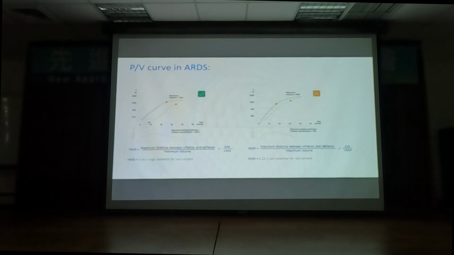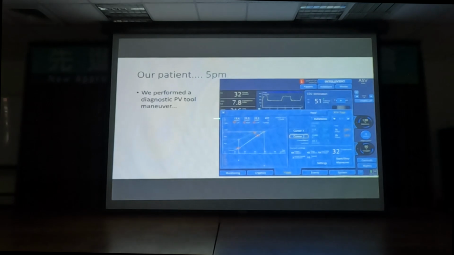And now this ratio can help you decide. A high ratio, 0.41 or over, means theoretically your patient is a recruiter. Or you see it here, practically no new volume between the inspiratory and expiratory limb of the PV curve, NMD 0.22, you have low potential for recruitment. This now means in a 40 second maneuver, I have a clinical picture to decide whether I want to do lung recruitment or not, okay?